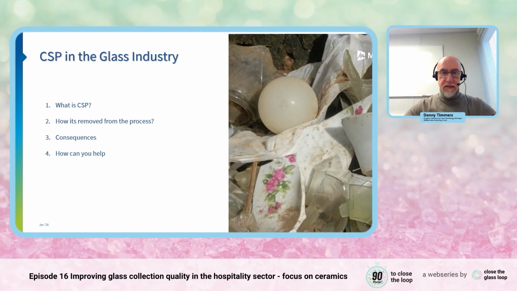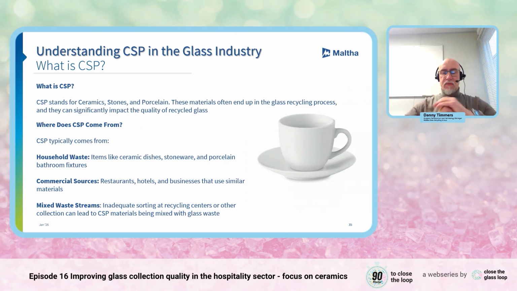So let's start with the first slide. We're going to explain what a CSP is, like Hans did already. The options that we as a glass recycler have to remove, I always call it CSP, so sorry for that, but the ceramics from the process, the consequences in our recycling facilities, and how you, the listeners, and also closing the glass loop can help us to ease our job and to make, of course, Hans really happy.